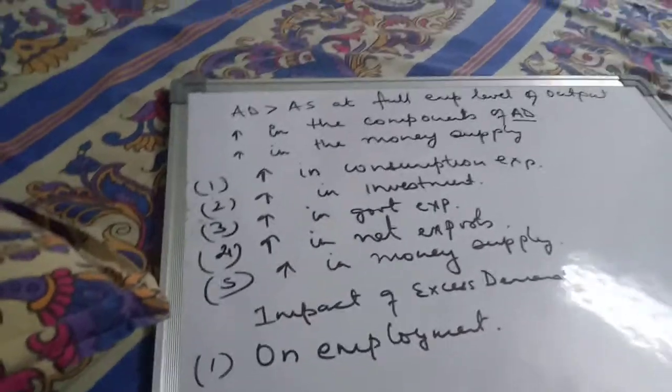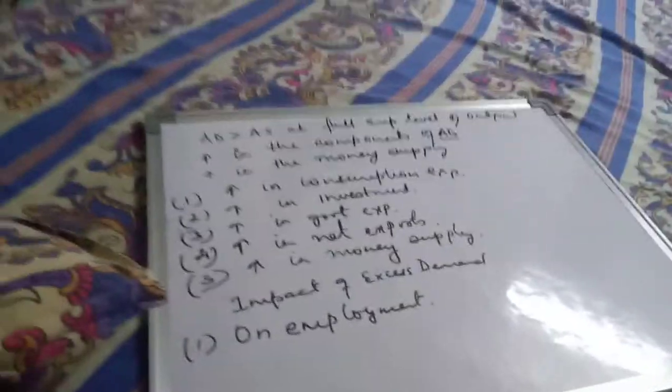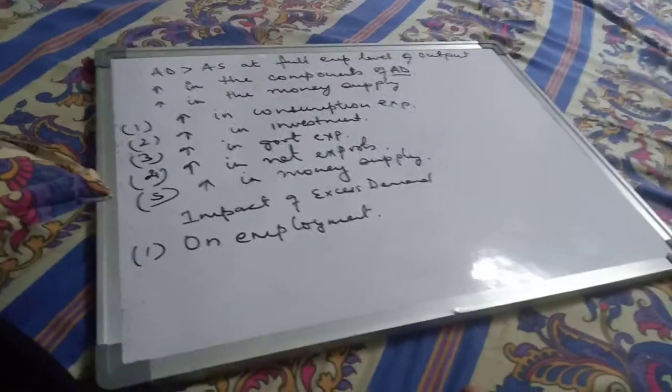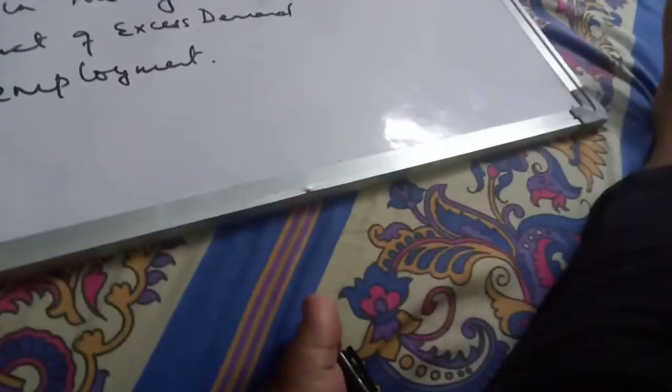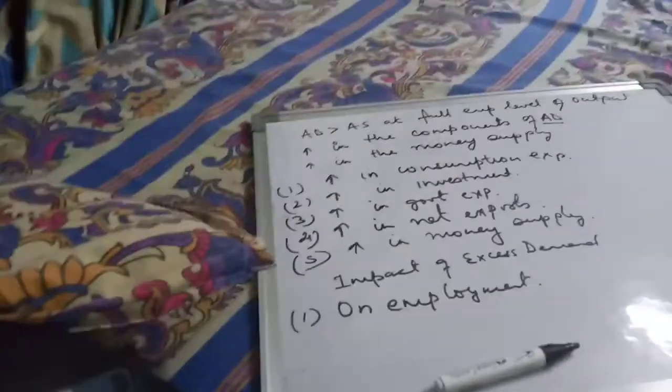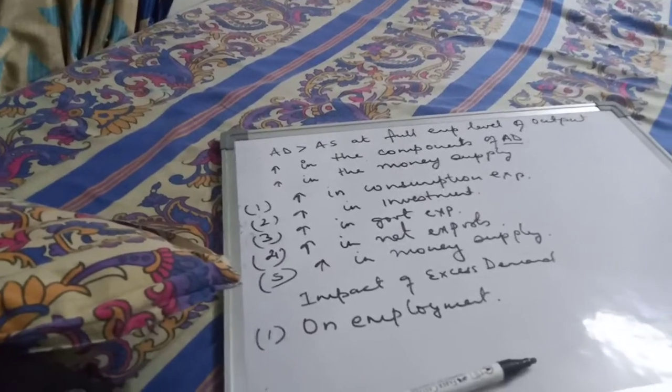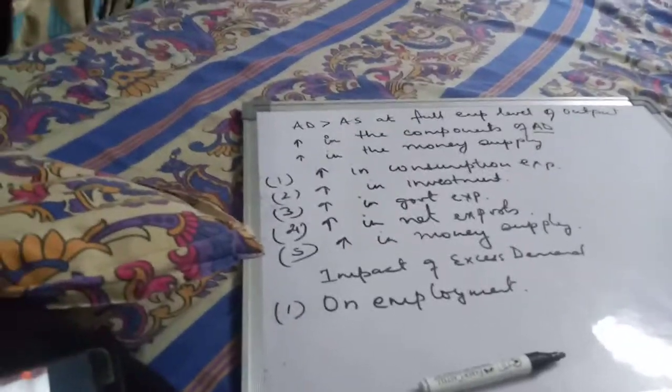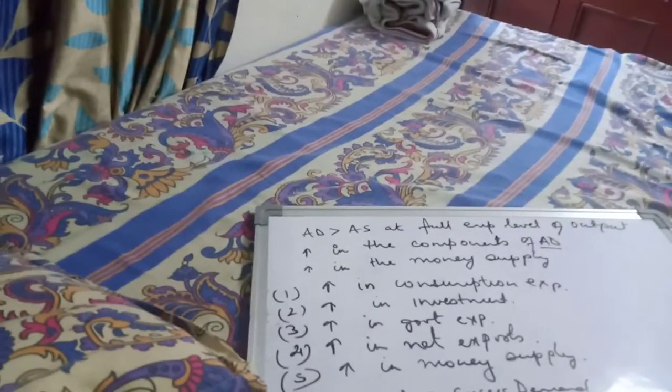So how do we correct this? Excess demand is not an ideal situation, so there should be some way to correct it. That correction can only be done by reducing aggregate demand. Since AD is greater than AS, we need to reduce the aggregate demand. That is how we can correct the excess demand.